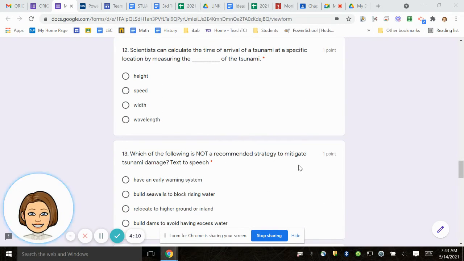Number 12. Scientists can calculate the time of arrival of a tsunami at a specific location by measuring the blank of the tsunami. Height, speed, width, wavelength. Number 13. Which of the following is not a recommended strategy to mitigate or reduce tsunami damage? Have an early warning system, build seawalls to block rising water, relocate to higher ground inland, build dams to avoid having excess water.